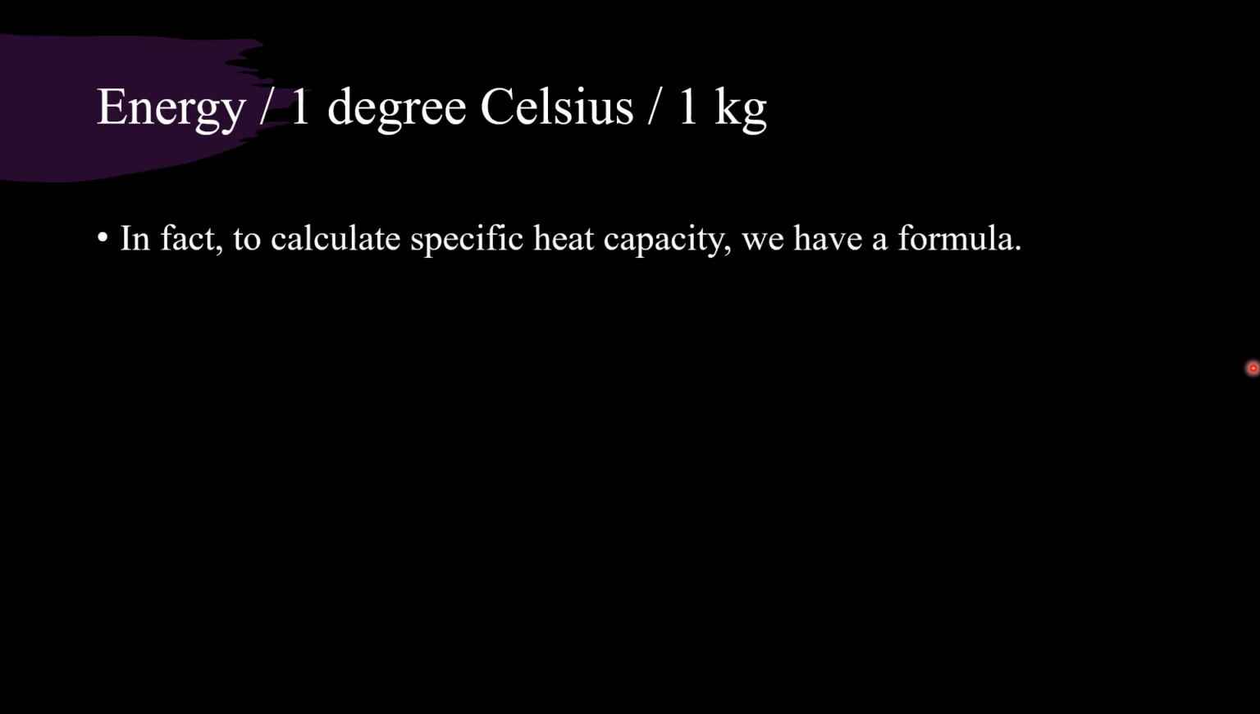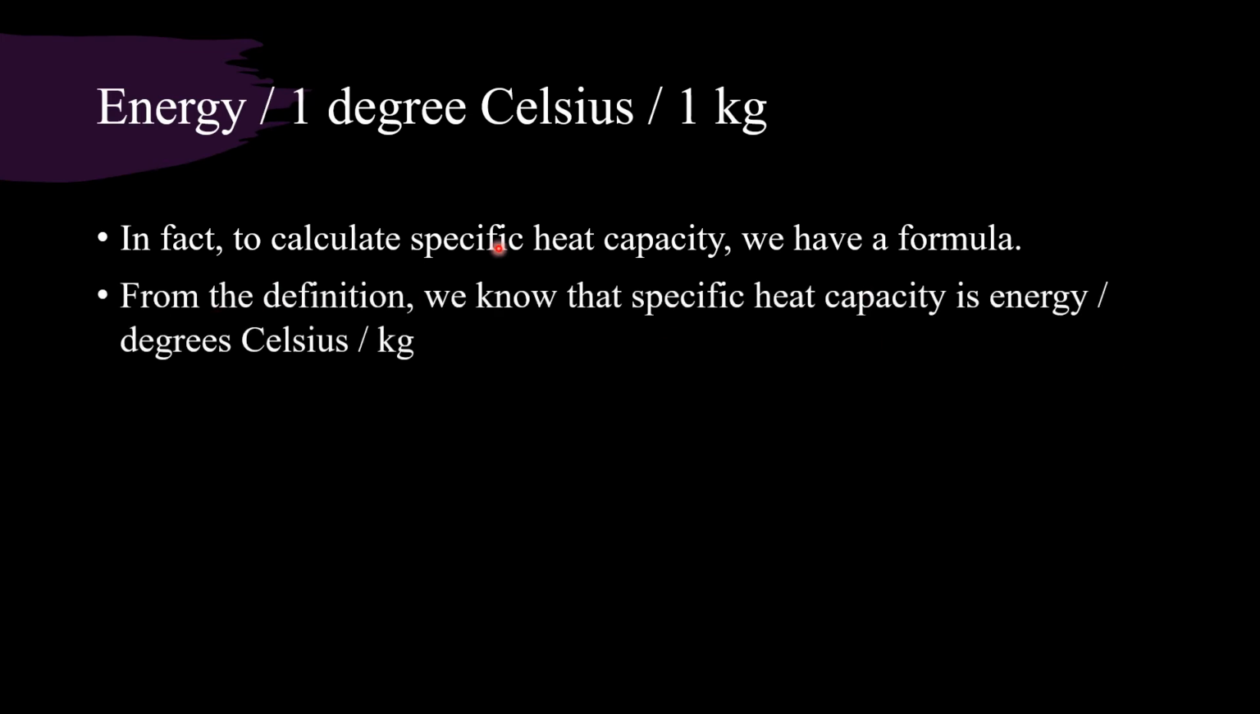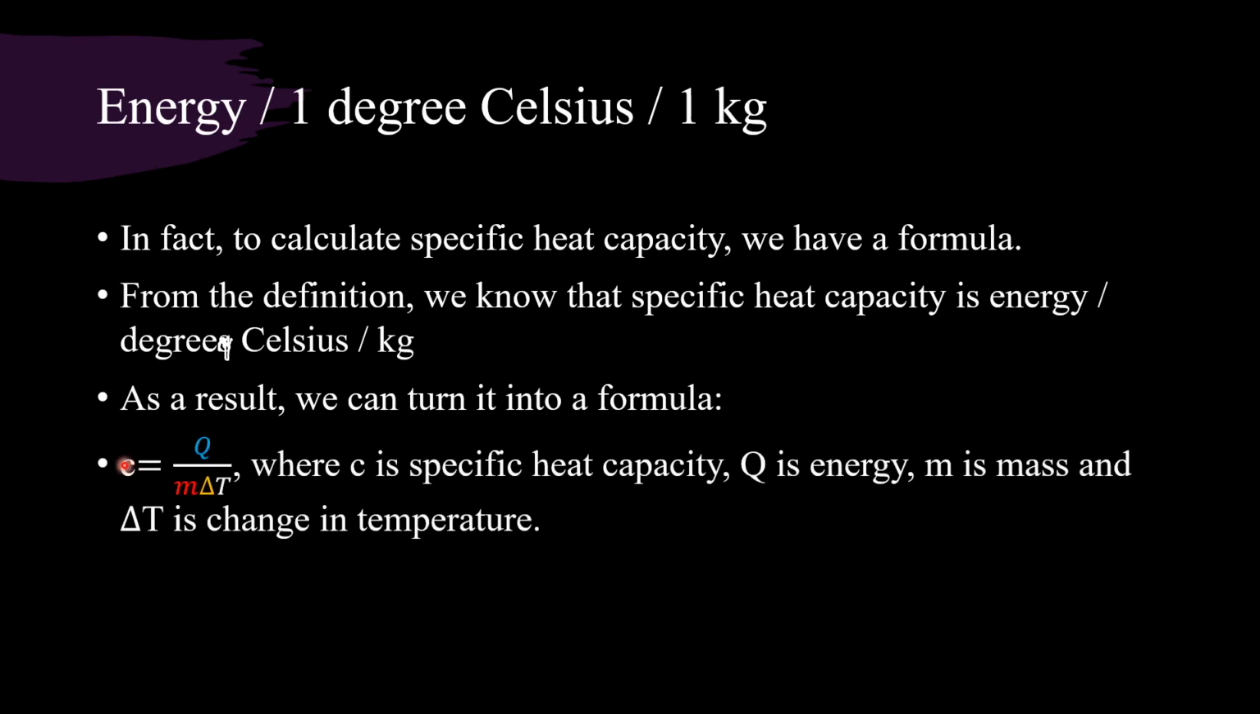In fact, to calculate specific heat capacity, we have a formula here. From the definition, we know that specific heat capacity is the energy per degree Celsius. I think there's a grammar mistake right here. It should be degree Celsius per kg. As a result, we can turn it into a formula. C represents the specific heat capacity.